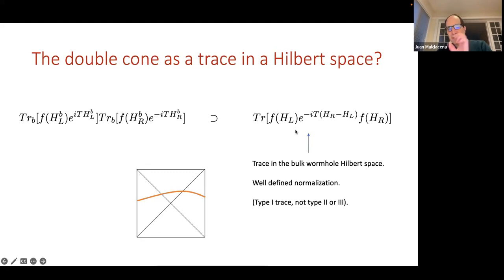These f's were these functions that were focusing us on some energy region. So h here will be the ADM energy on the left, h left, and h right is the ADM energy on the right. Now if you heard something about types of von Neumann algebras, this is a type 1 algebra, not type 2 or type 3 for the moment.